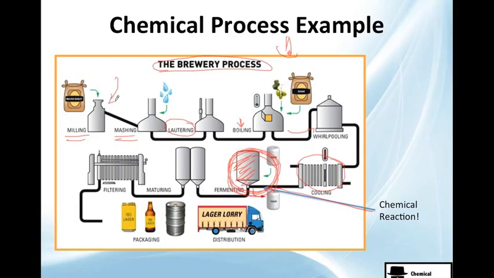But for example, milling is not a chemical process. Mashing probably not, it's only mixing water. It may have some chemical reactions, but it's not the main chemical reaction. The main chemical reaction comes here. And also maturing, but not that much. Filtering is only taking stuff out of the liquid, and packaging generally does not involve it. Then it goes to distribution. So this whole process is a chemical process just because there is a fermentation here.